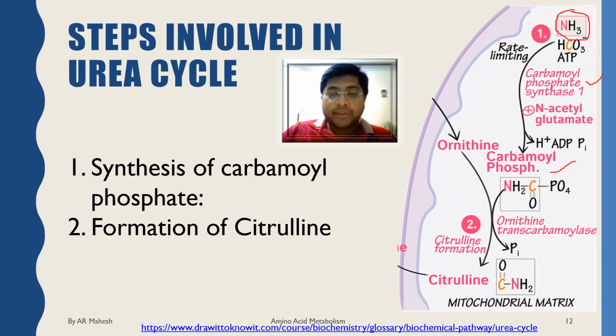The next step involves the formation of citrulline. Citrulline is synthesized from carbamoyl phosphate and ornithine. Ornithine is regenerated and used in the urea cycle, so its role is comparable to that of oxaloacetate in the TCA cycle. In the TCA cycle, if you remember, oxaloacetate is utilized and then regenerated. Similarly, here ornithine is utilized to form citrulline, and this ornithine is regenerated in the urea cycle.